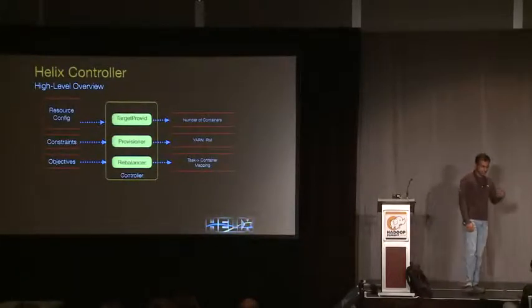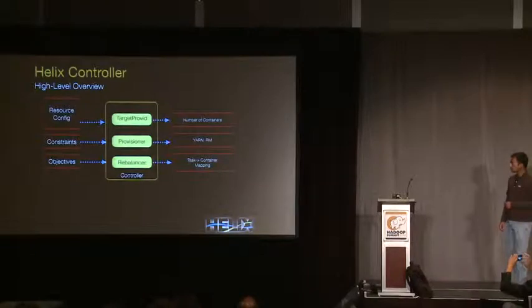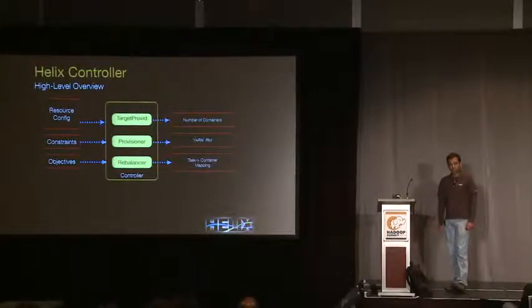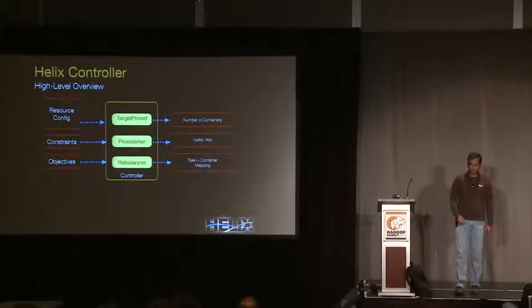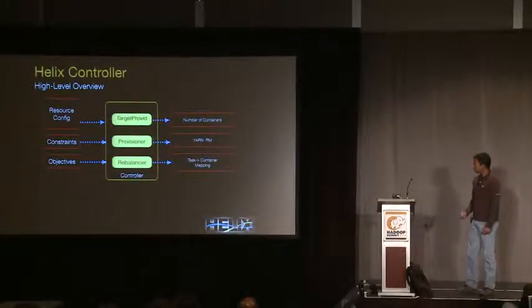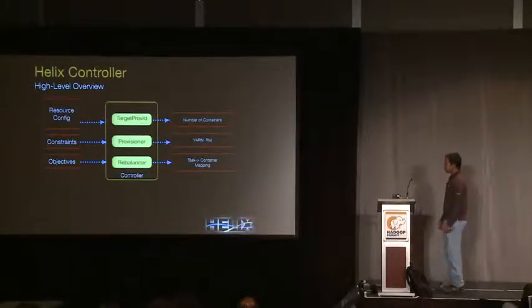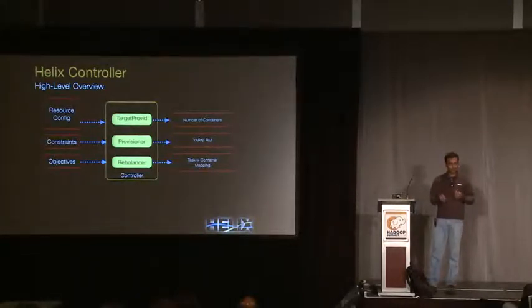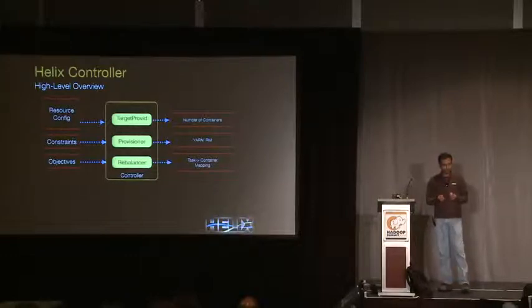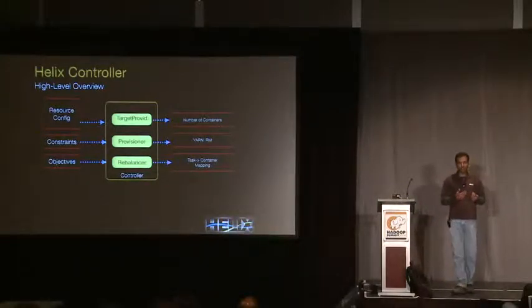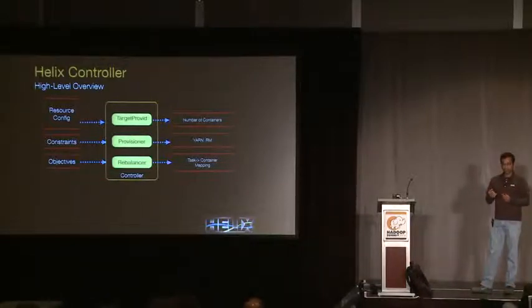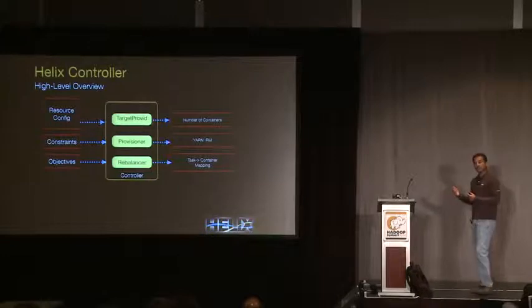Let's dive a little bit deeper into the controller and what makes it really generic. The controller has three subcomponents: the target provider, the provisioner, and the rebalancer. On the input side, you have the resource configuration, the constraints, and the objectives of your system. You just simply define all these things. Once this is defined, each of the subcomponents automatically takes all these inputs and emits some outputs.